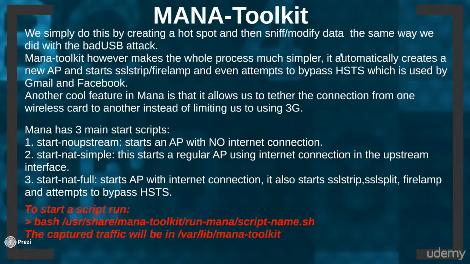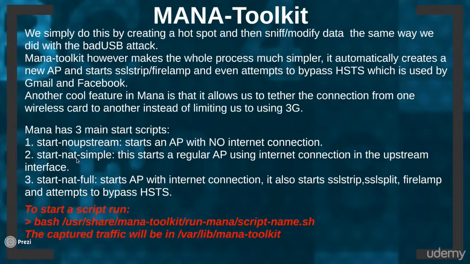So Mana comes with three scripts that allow you to run an evil access point. The first one is the simplest one, which is start no upstream. It will basically give you an access point with no internet connection. So once you run this attack, you'll see an access point, people can connect to it, but it will not have an internet connection. Instead, it's going to run the local web server that you have on your device. And you can do DNS spoofing, or you can do other stuff to get users to enter usernames or passwords, but there will be no internet connection on that network.